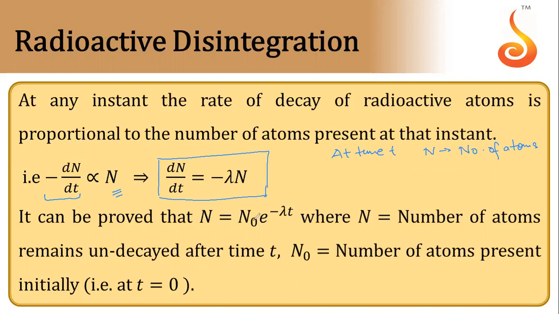On integrating, you have to take dN on one side and dt on the other side, and then integrate, and finally you will get the formula for the number of atoms at any time t, where N is the number of atoms which remain undecayed after time t, and N naught was the initial number of atoms present.